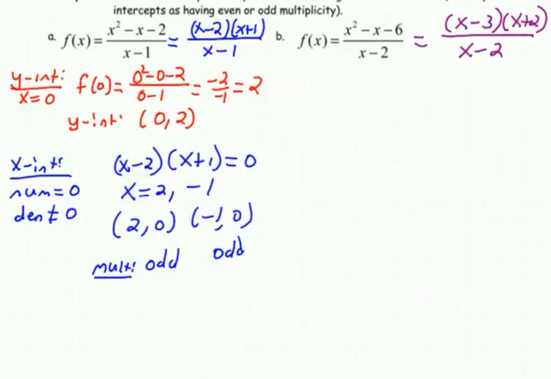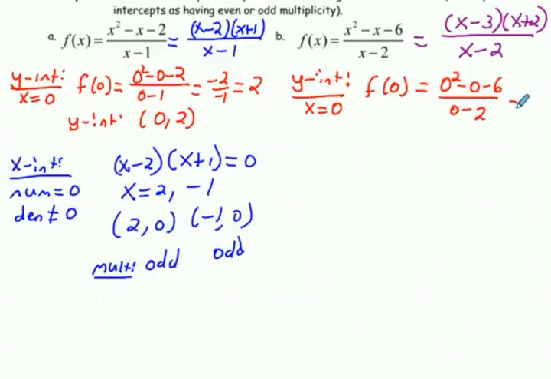Let's find the y-intercept. I need to set x equal to 0 and evaluate f of 0. Looking at the original function, the non-factored form is easier. I would have 0 squared minus 0 minus 6 over 0 minus 2, which is negative 6 over negative 2, which gives me positive 3. So my y-intercept, once again, as an ordered pair, is the point (0, 3).